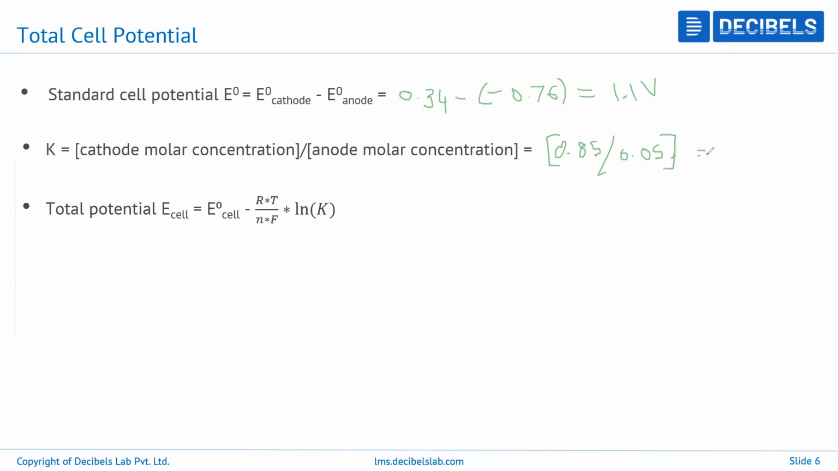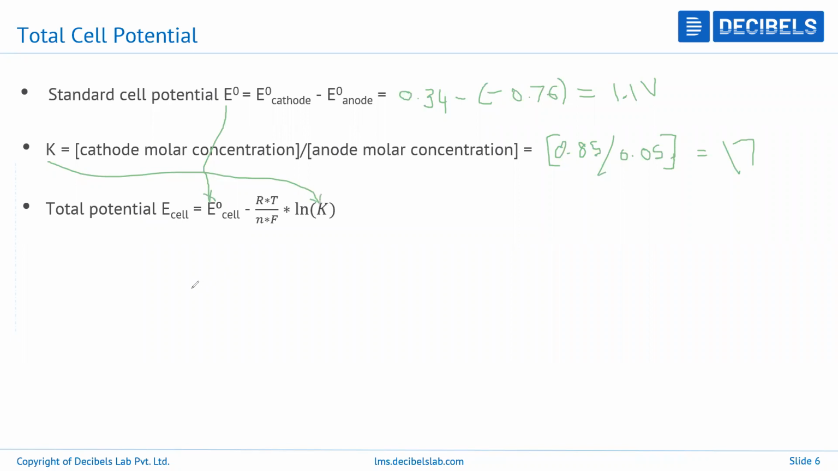So what will be the reaction quotient value over here? It will be 0.85 by 0.05. So that is 17. Okay, and we can substitute all of these values. So K, we can substitute over here, and E naught will go over here.